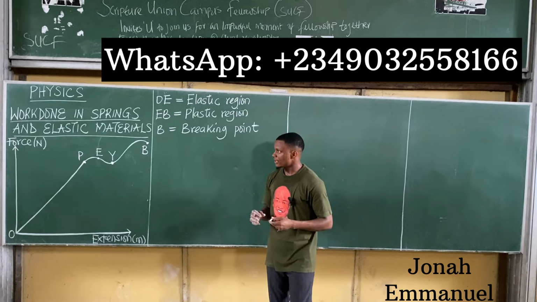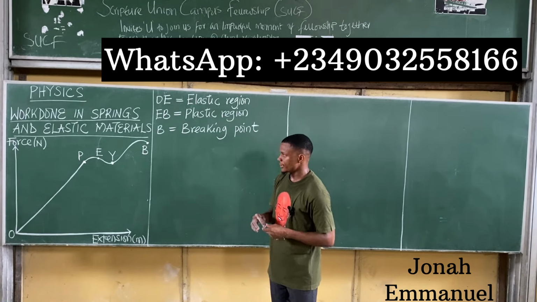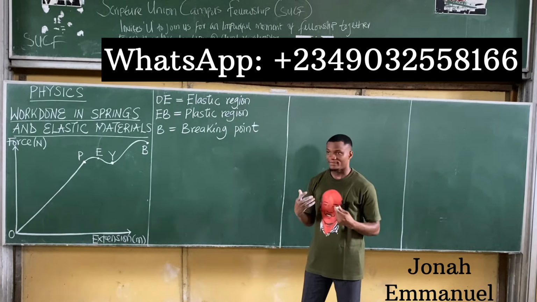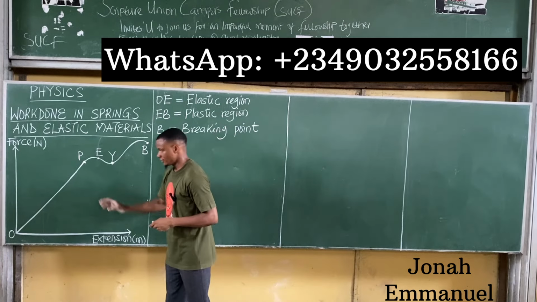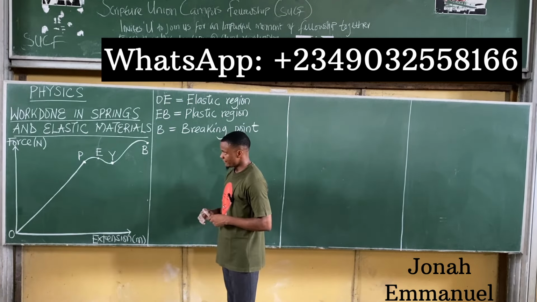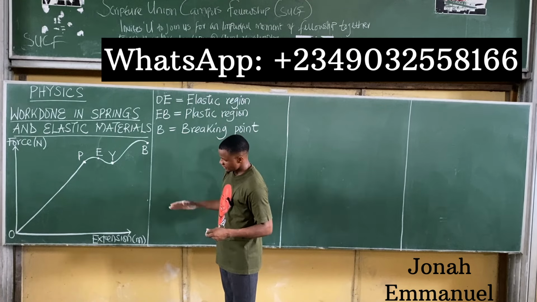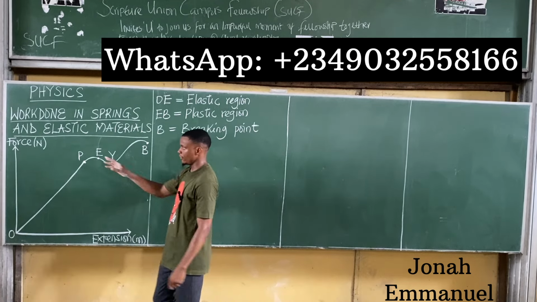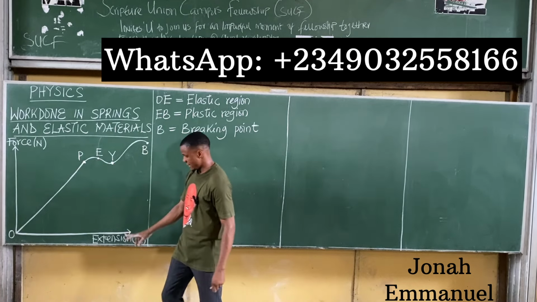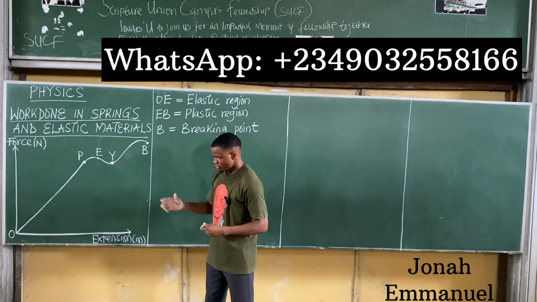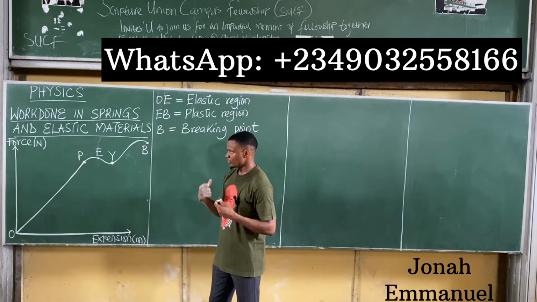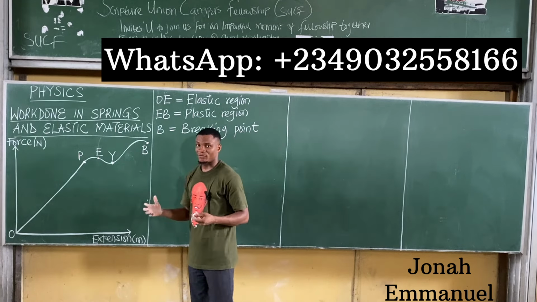All right, so let's look at the concept of work done in springs and elastic materials. Before we look at this, let's consider something. If I'm given a graph of force in Newton against extension in meters, you have something like this. So you have your O, your P, your E, your Y, your B. Let's explain what they mean.